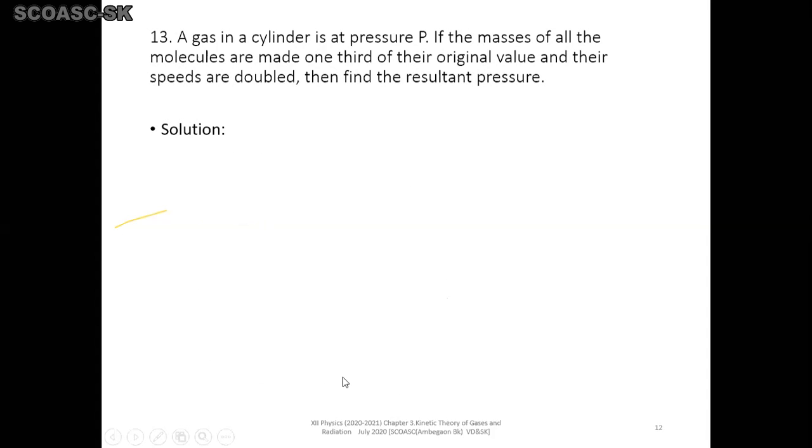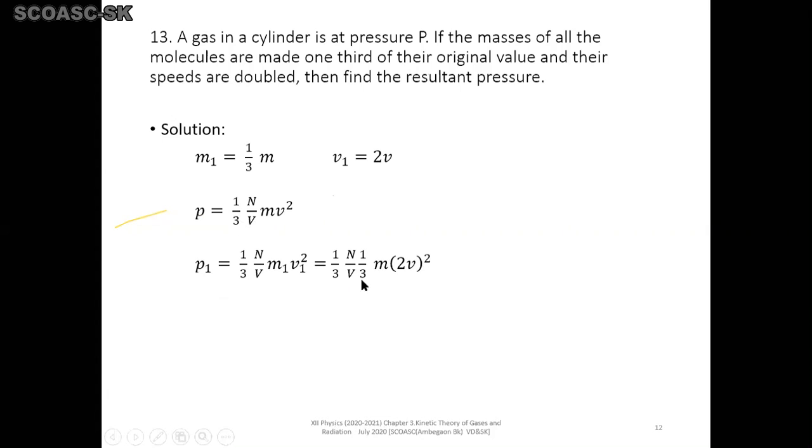Now this is all that I'm going to teach you for today, right? So just try to, a gas in a cylinder is at a pressure P, if the masses of all the molecules are made 1/3 of their original value and their speeds are doubled, then find the resultant pressure, right? What is happening? The masses are made 1/3 and the velocity is doubled. So the pressure expression is 1/3 N by V M into V square, right? If I put the values, I'm going to get this expression, and this is what I will get as the answer. So some solving is done and this is what you get. And what happens to the pressure? It is 4/3 times of the original pressure.